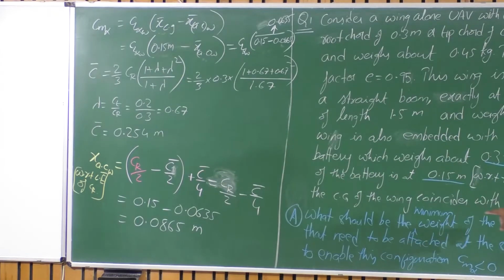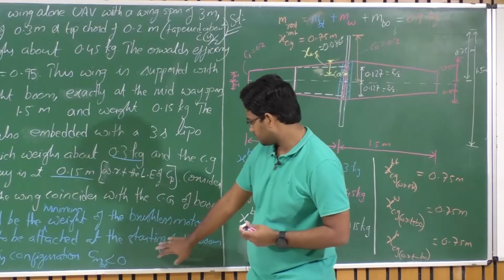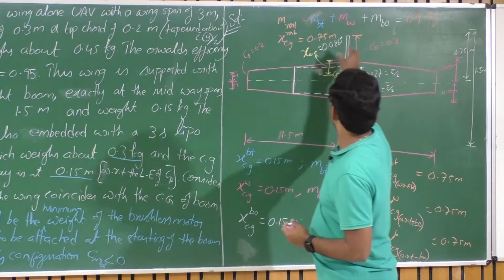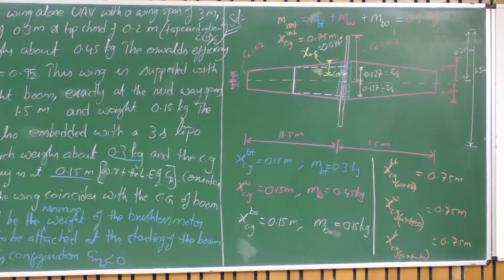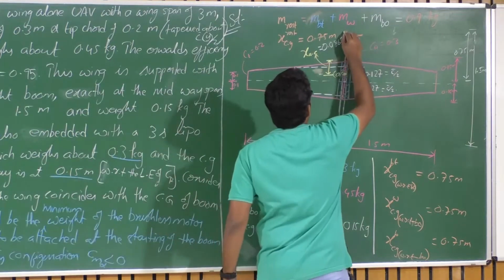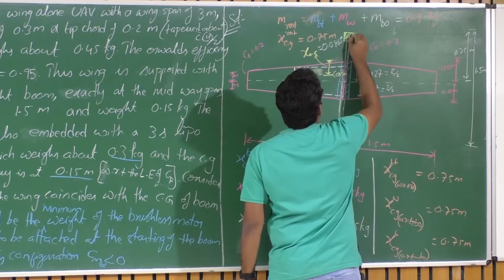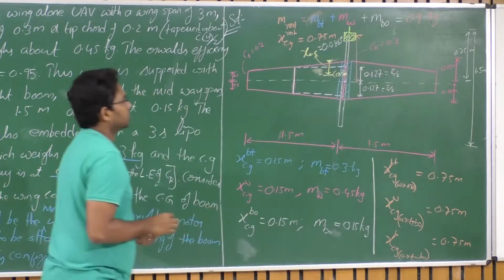Now what we are asked is, what should be the minimum weight of the brushless motor that needs to be attached at the starting of the boom? So we need to add some mass here. Let us assume that as this particular block. Say this is my brushless motor, I am attaching it to the boom here.